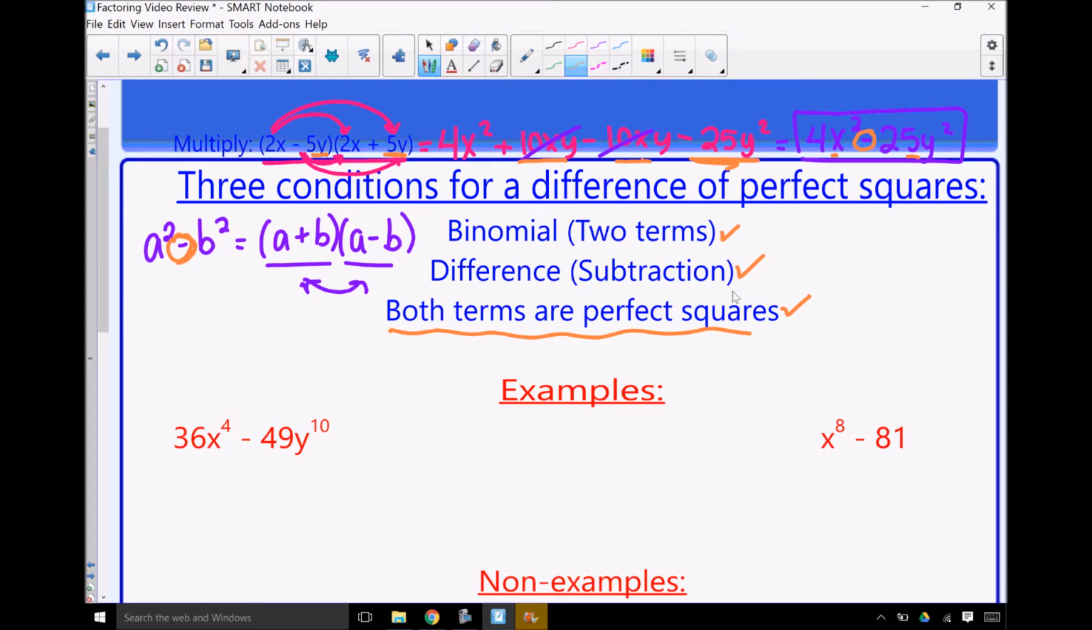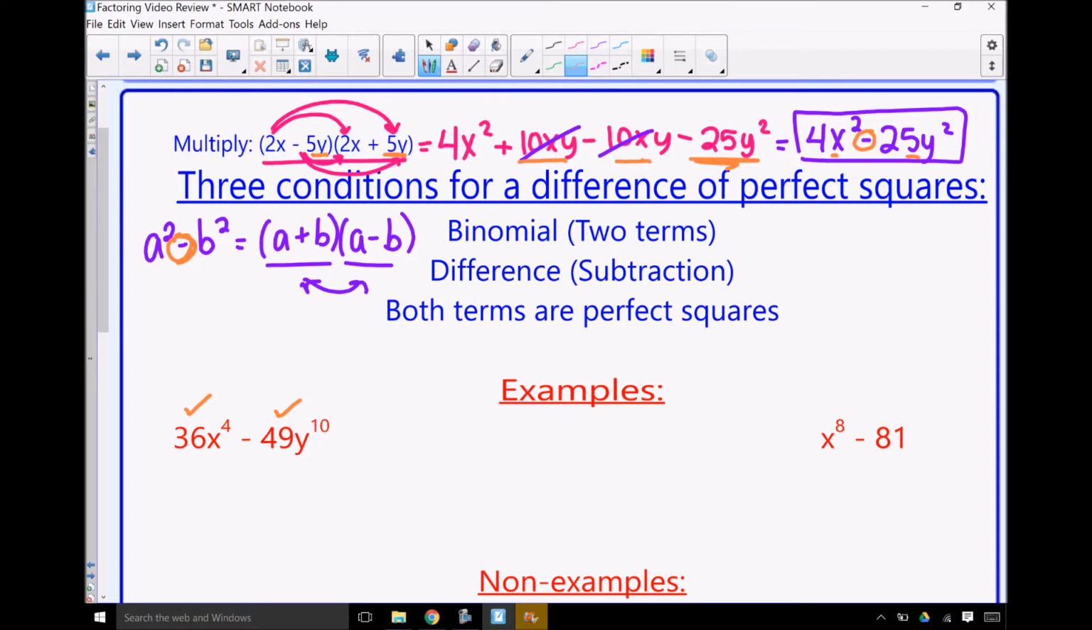So how do I tell if something is a difference of perfect squares? Again, I follow this checklist. So let's see, is this a binomial? Here's one term, here's a second term. Yes, it works, so it satisfies my first condition, so I'm good to go for the first condition. Okay, is there one positive and one negative? Absolutely, it's a difference, so it works. And then are both terms perfect squares? Well, 6 times 6 is 36. X squared times x squared is x to the fourth, so that works. 7 times 7 is 49.